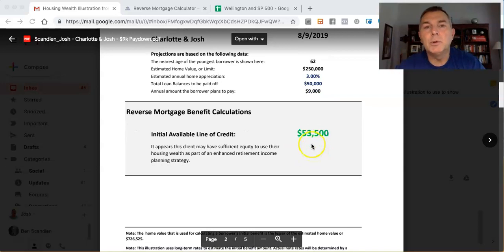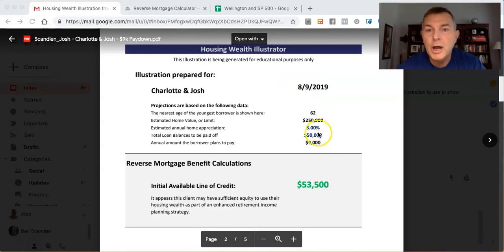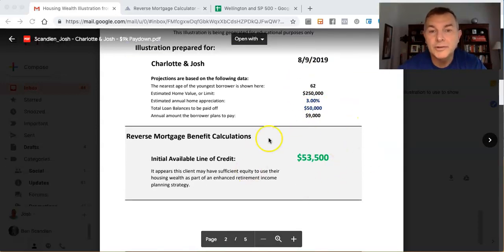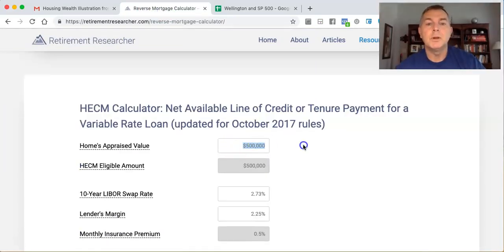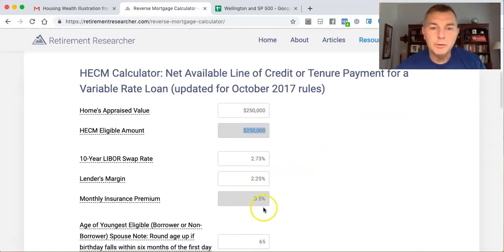Okay, so basically what's happening here, on top of the borrowing, this $50,000 to pay our first mortgage off, we also have a $53,500 line of credit. And if we go to the reverse mortgage calculator from Retirement Researchers, we can say our home appraised value is $250,000. We're going to use that.